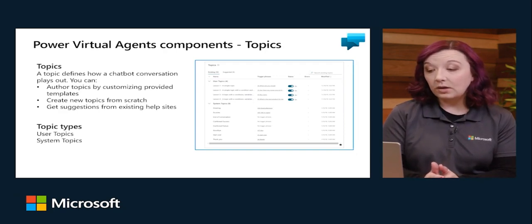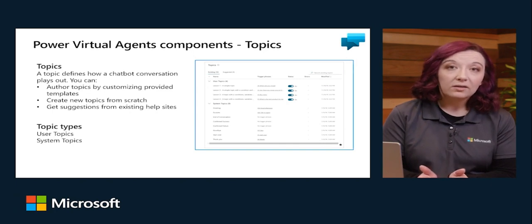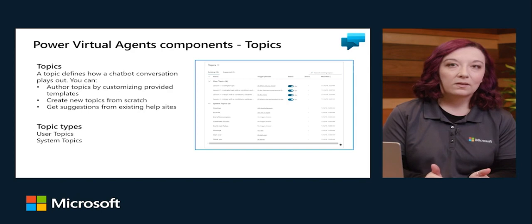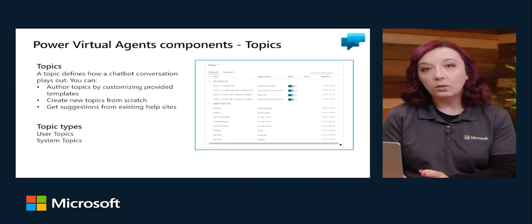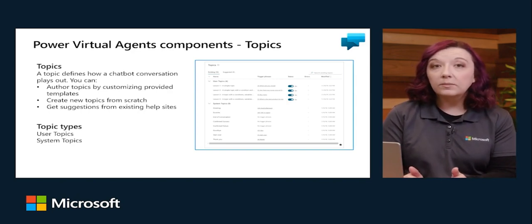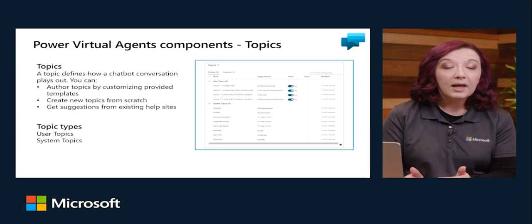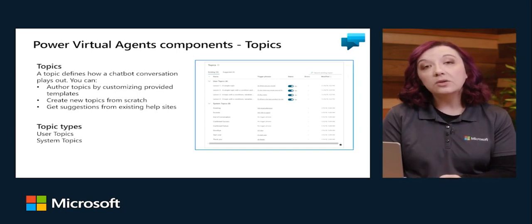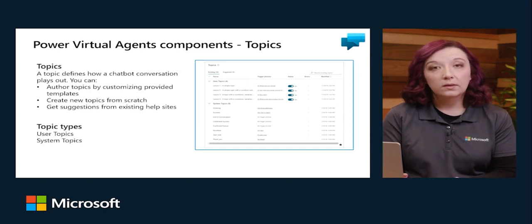Another useful feature is the topic checker. This lets you know if there are any errors in your topics. You can turn topics on or off so that they don't appear to people chatting with your bot. And you can even copy or duplicate topics to make it easier to create new ones.